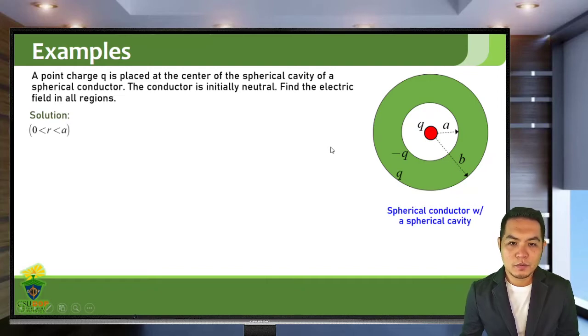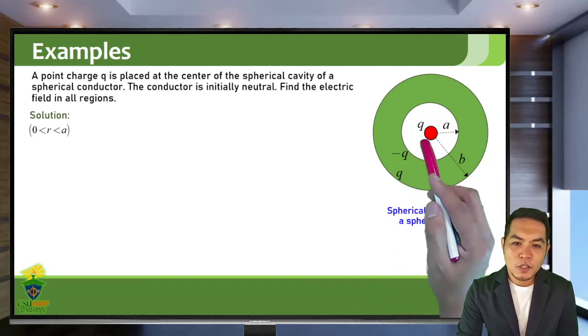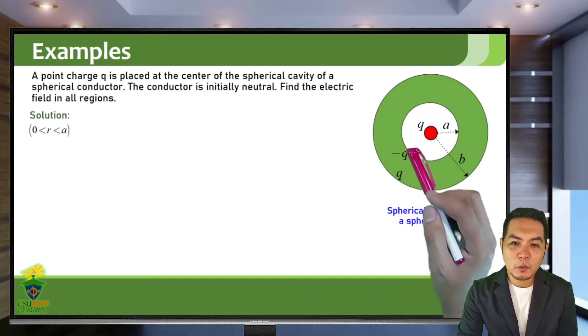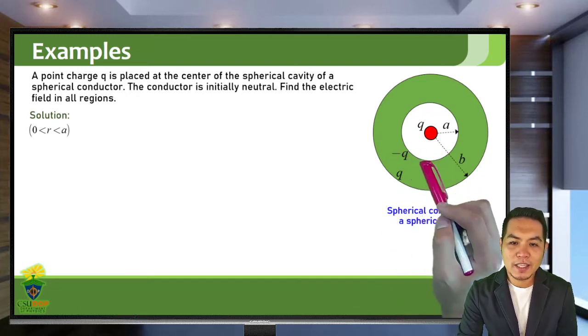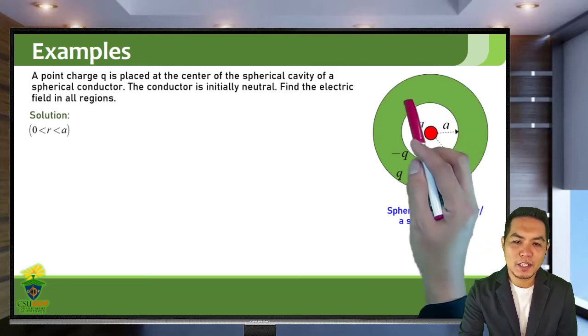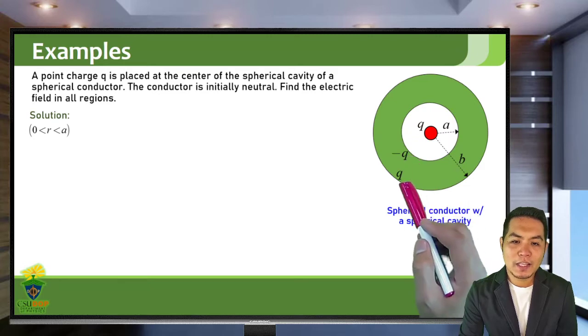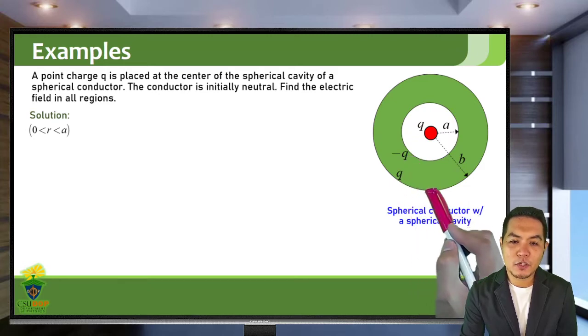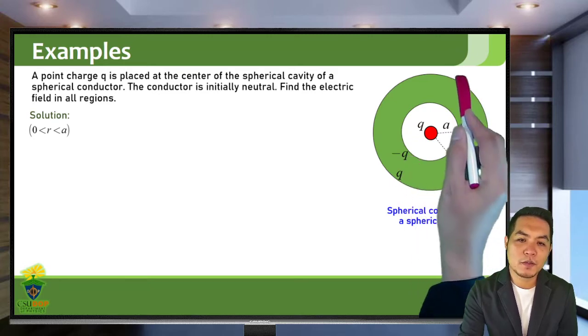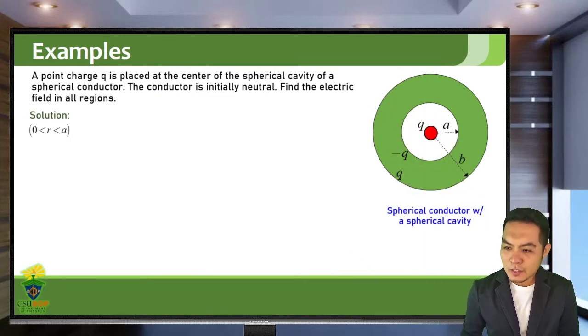Sorry. Take note that due to the positive point charge here, there will be a negative charge on this inner surface, an induced negative charge, negative Q, and there will be an induced positive Q charge on the outer surface of your conductor. So let's now consider the first region from 0 to A.